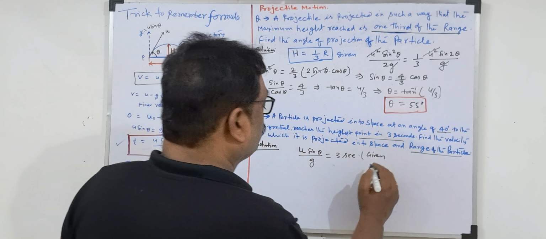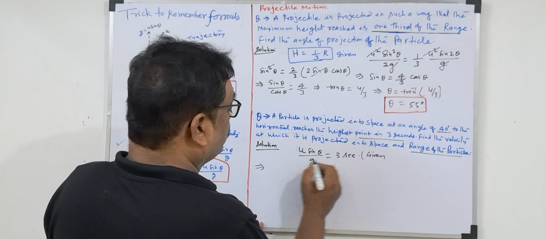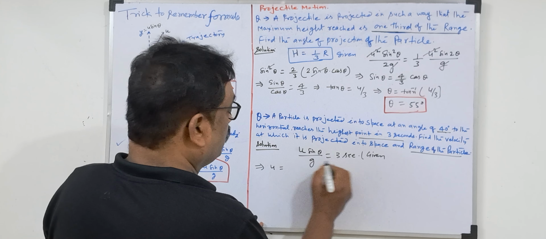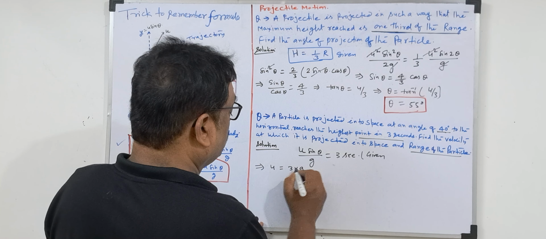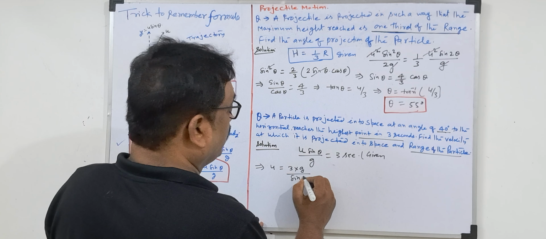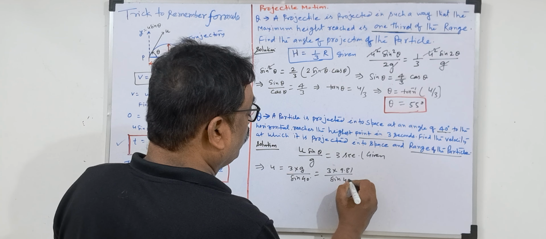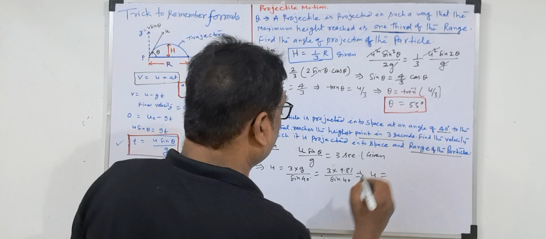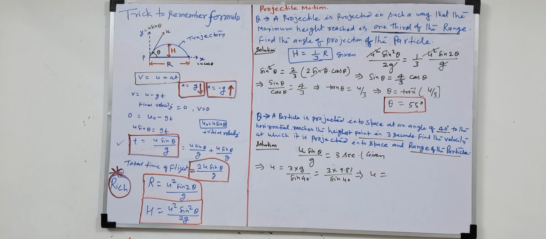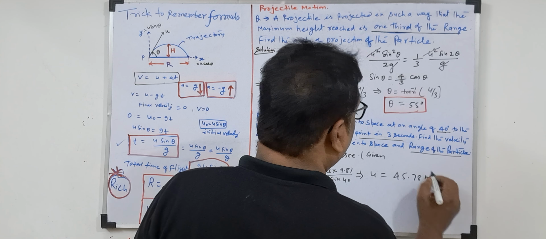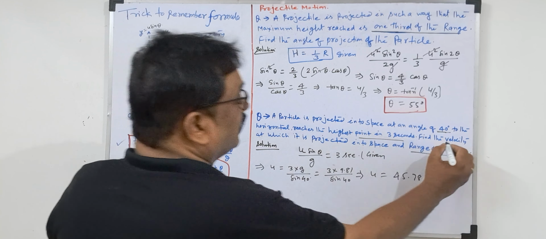This is the given. If you solve this here, g is 9.81, and they are asking for u. So u equals 3 into g divided by sin 40 degrees, that means 3 into 9.81 by sin 40 degrees. If you calculate this, you will get u equal to 45.78 meters per second. So they are saying find the velocity, so we know the velocity.